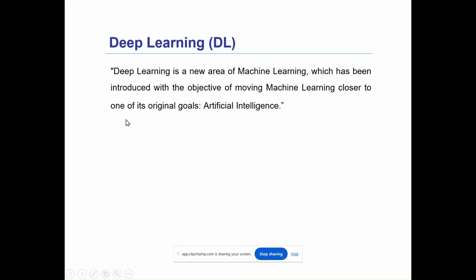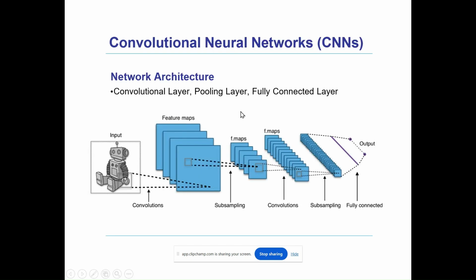So we'll see image classification using deep learning, which is a subset of machine learning. The objective of moving machine learning closer to one of its original goals is artificial intelligence. We have many neural networks, and the important one used for image classification is the convolutional neural network. So let's see its architecture first.